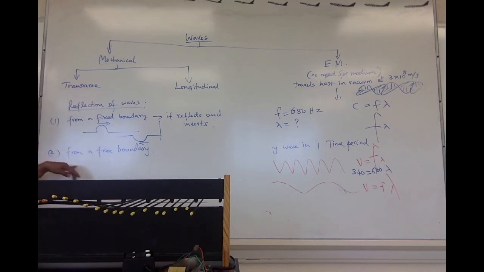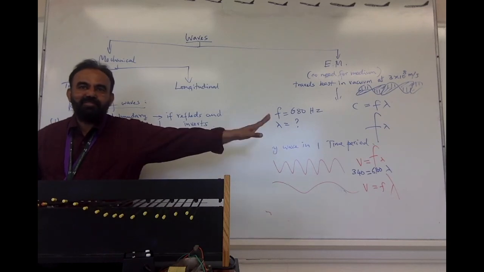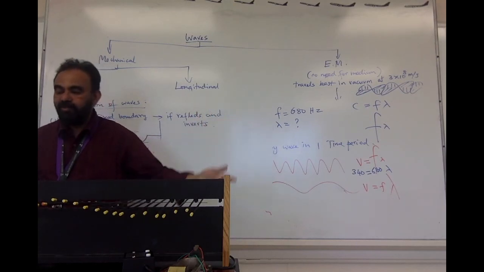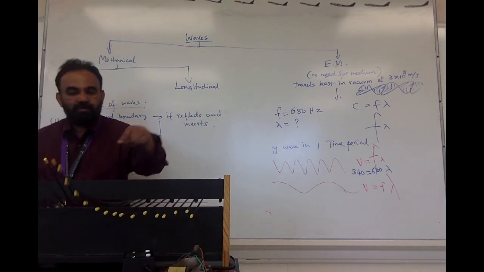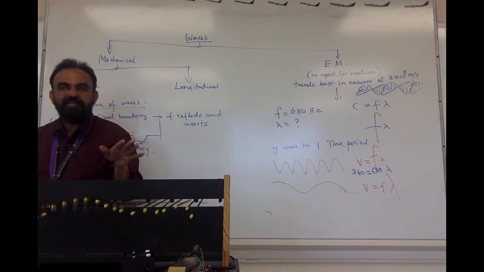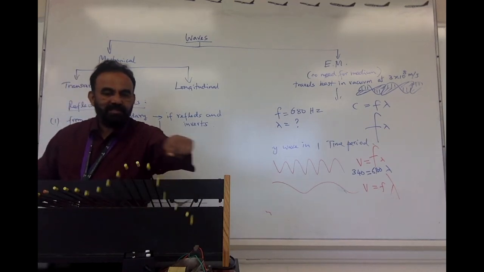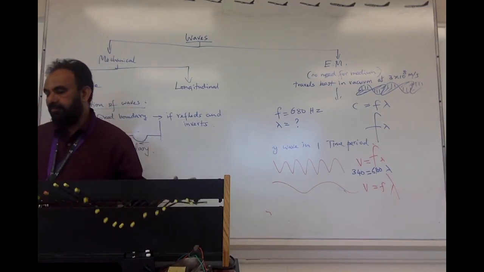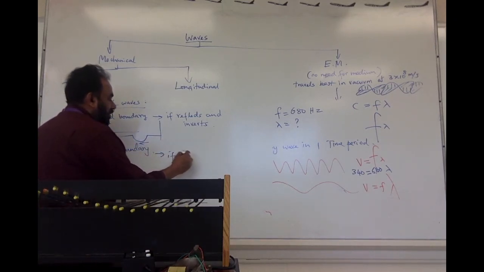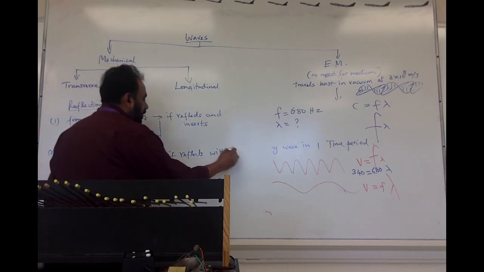Now what about this? From a free boundary. Watch this again. Now I'm not holding that side. Now it's free. Watch the same crest when it goes there. What happens to it? Watch that crest. It comes back as a crest. It won't invert. Again. Crest, crest. You can write it down here. It reflects without inversion.